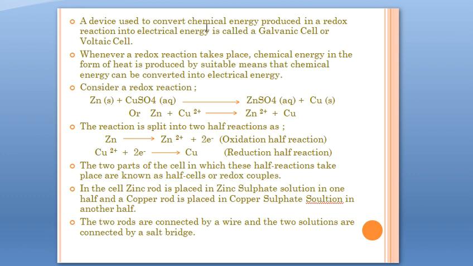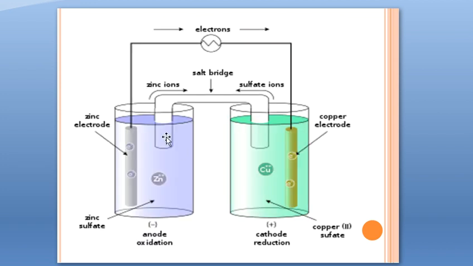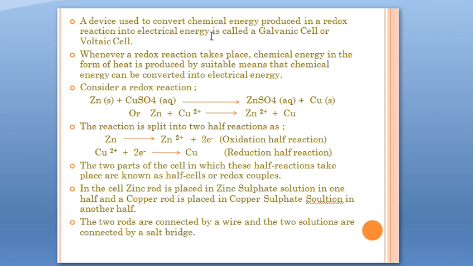If we have to define it, here I have written it. It's a device used to convert chemical energy, which is generated after a redox reaction has taken place. As I said, this is a very simple setup. We will see how the reaction happens in it. A redox reaction takes place because of which chemical energy is generated, and we convert that chemical energy into electrical energy. The cell is called a galvanic cell or voltaic cell.